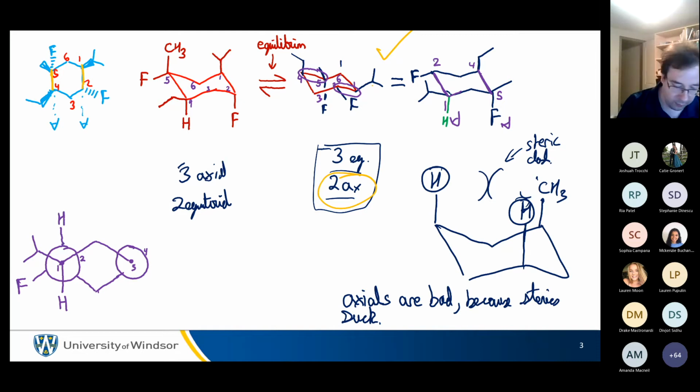Then on carbon 5, pointing straight down is the fluorine. My left hand has the rest of the chair. Now I'm shifting my view and I'm looking straight down 5, 4. My right hand has a methyl group.